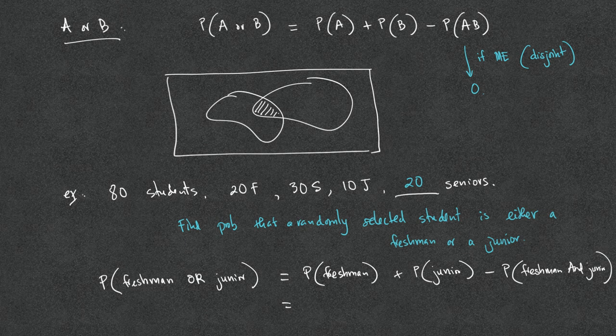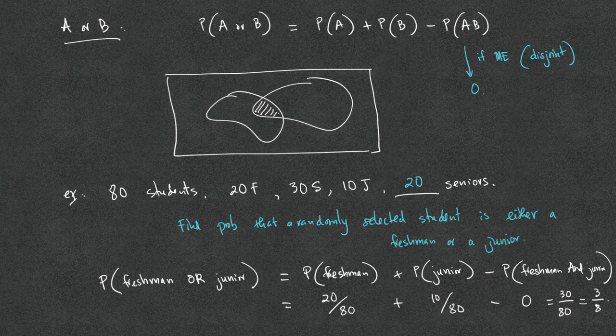Now, what is the probability of getting a freshman from this class? We know that there are 20 freshmen out of 80. And what is the probability of getting a junior? We know that there are 10 juniors out of 80. And what is the probability of getting a freshman and junior? Well, you cannot be a freshman and junior at the same time, so these two events are mutually exclusive or disjoint, so this is 0. And so the answer is 30 out of 80 or 3 out of 8.